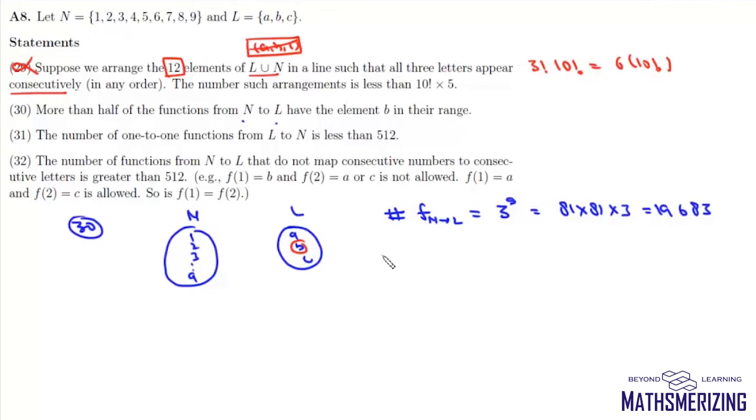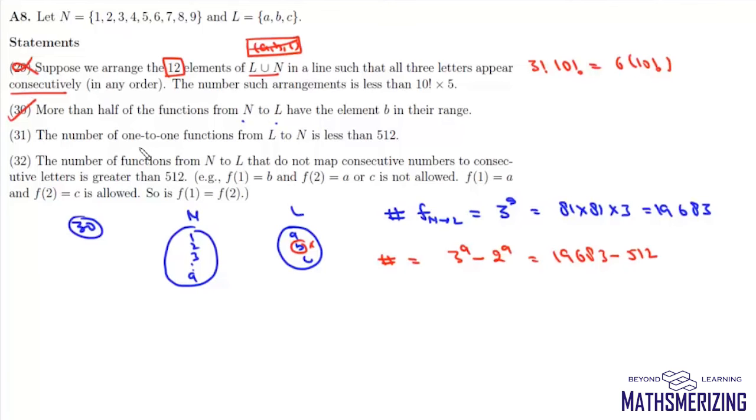Now we'll find the number of functions from N to L in which B is in its range. So the total number of such functions will be total functions, which is 3 to the power 9, minus all those functions which do not have B in their range. So for all the elements we have only 2 choices, either A or C. So the total number of such functions will be 2 to the power 9, and this is 19,683 minus 512. Now this is 19 thousand something, which is much greater than half the value of total functions. So that means this statement 30 is correct.